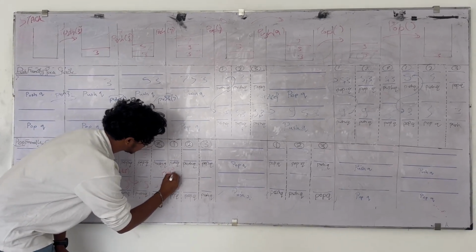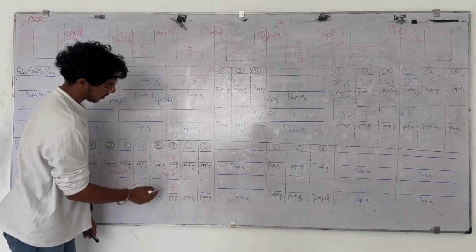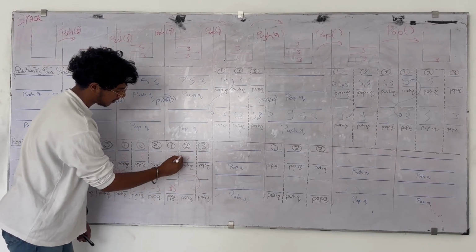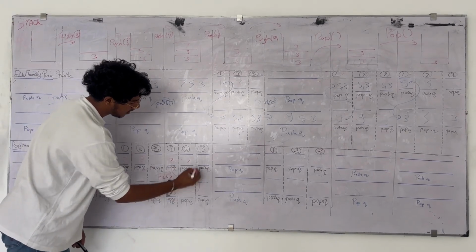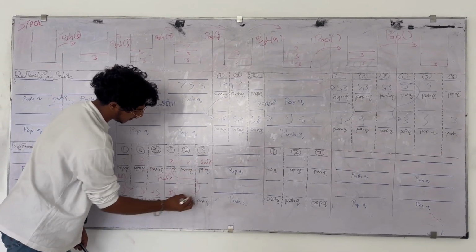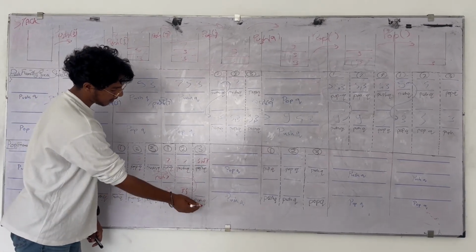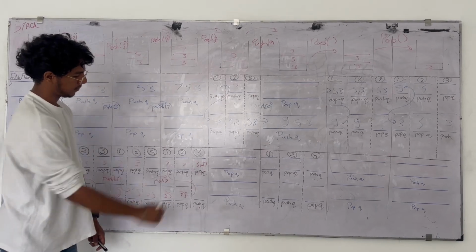Push 7. We'll put 7 here. If there are any elements in the pop queue, we should insert them. We already have elements, so 3 and 5. 3, 5, 7. And we swap the names. Pop queue becomes push queue, push queue becomes pop queue.